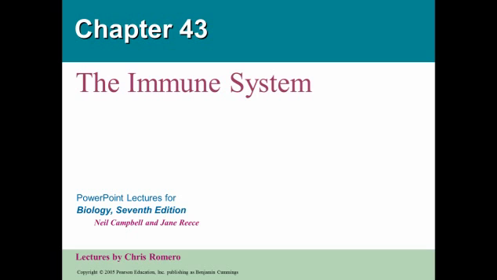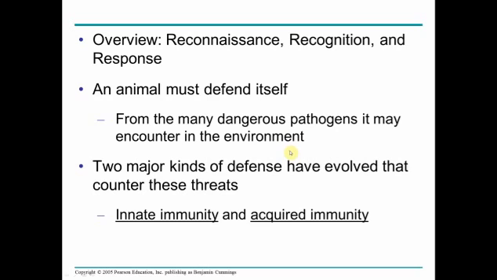This is Campbell's 7th edition Biology, chapter 43 on the immune system. So basically, the immune system is the ability, or the need, to defend itself from various pathogens that you'll encounter in the environment that can cause disease and damage. So there's innate immunity and there's acquired immunity.